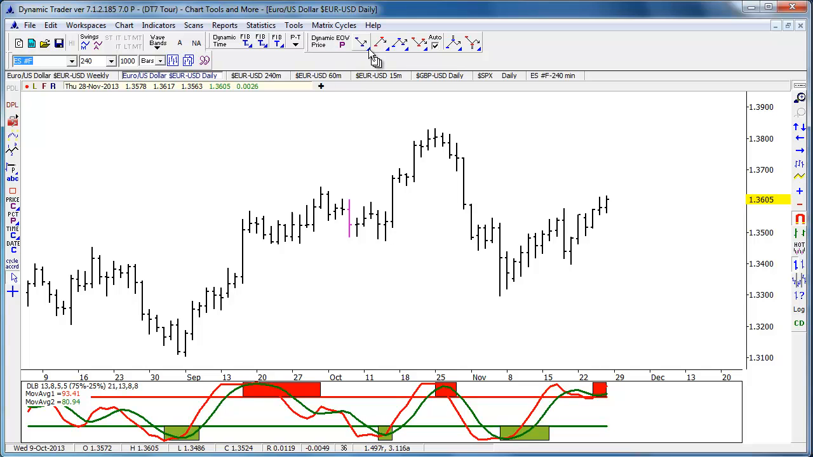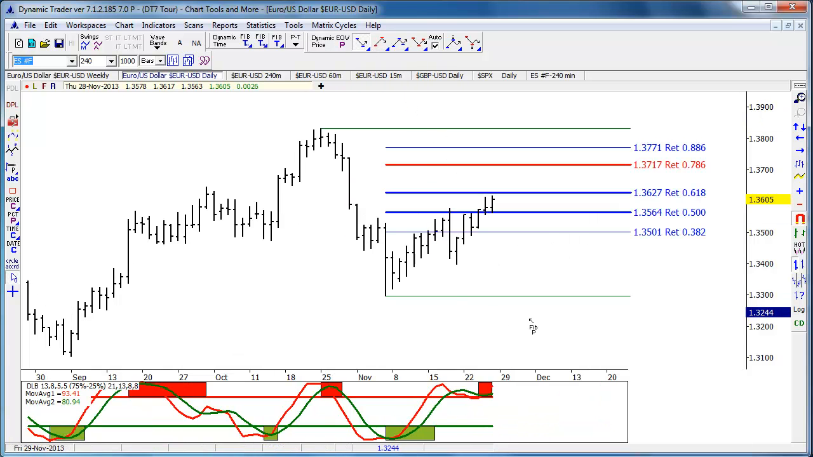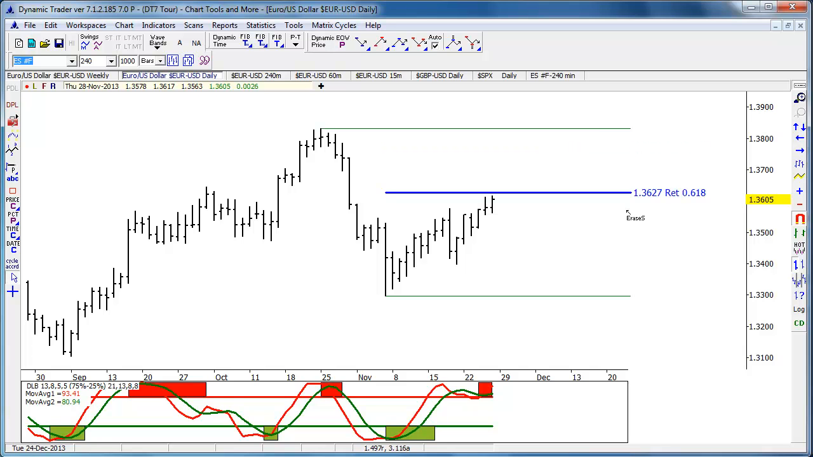Let's just real quickly put on some simple retracements so we can see where we're at. See, we just need one click to do that. And I'll clean the chart up. We can see we're just near the 62% retracement. So right now from the daily chart, that's probably all we need.